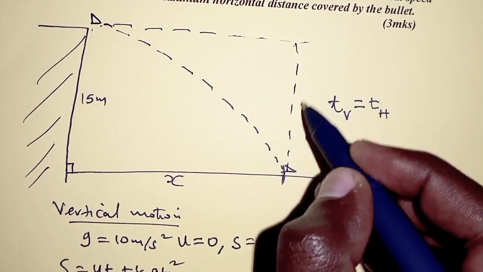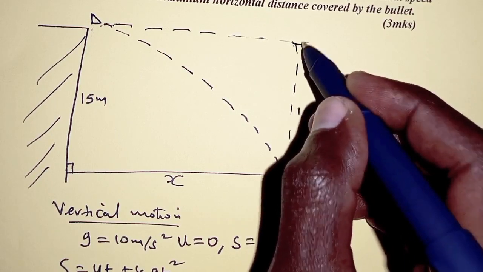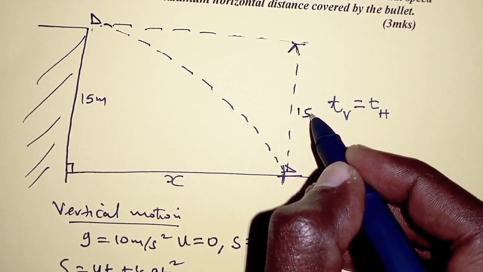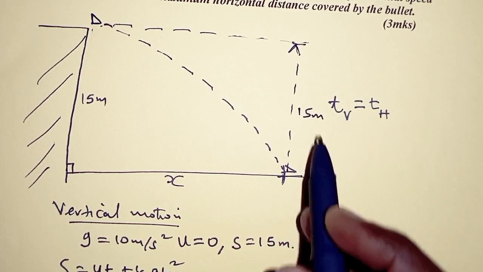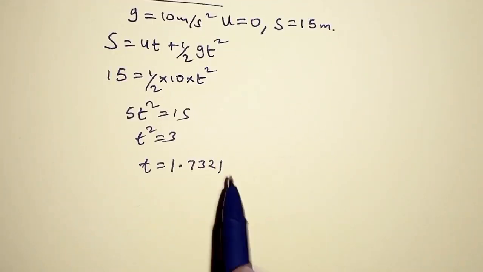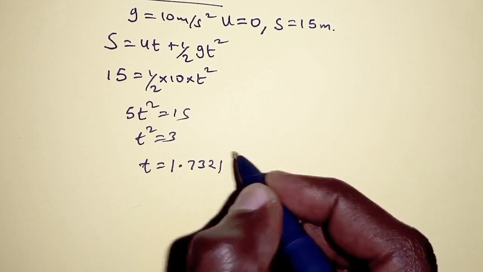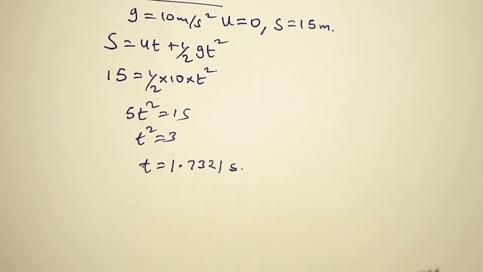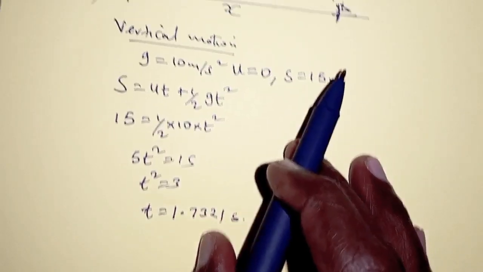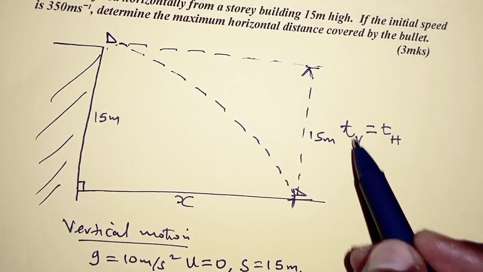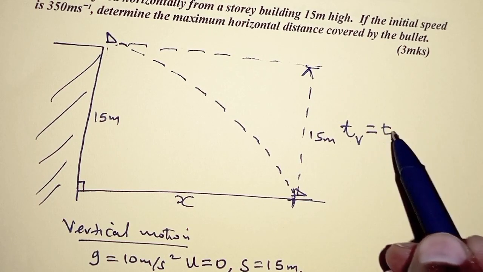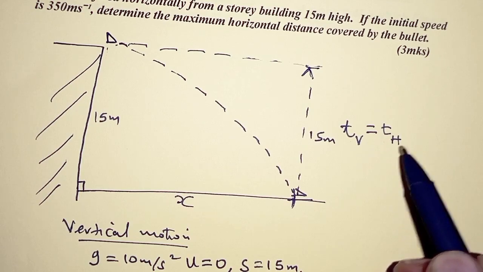So finally, it moved from the top up to the bottom, which is still 15 meters, that height. So the time taken to move through this height is 1.7321 seconds. So just like we'd agreed earlier on, the time taken by the bullet to move through the vertical height should be equal to the time taken by the bullet to move through the horizontal length.